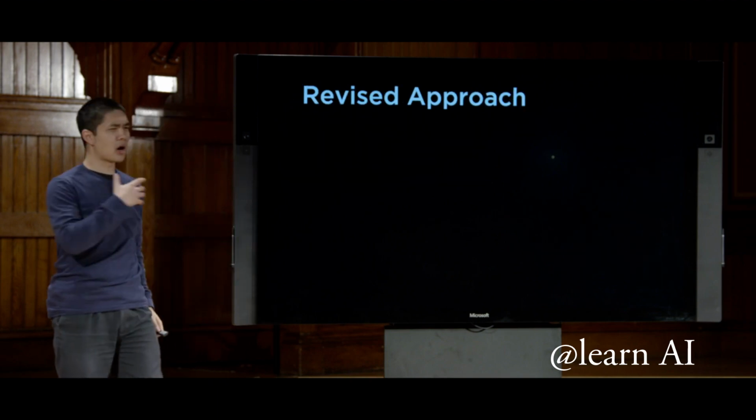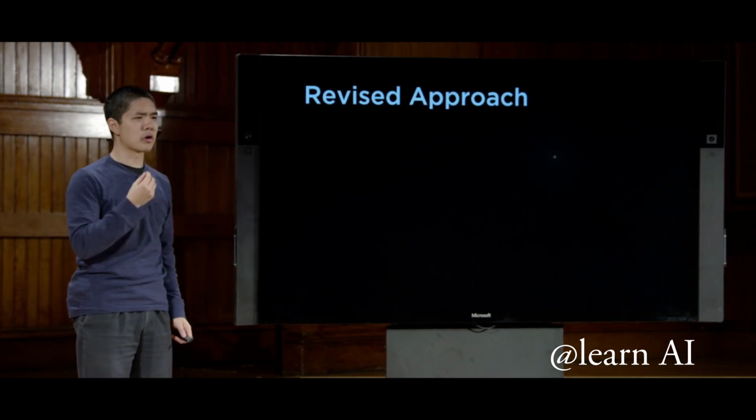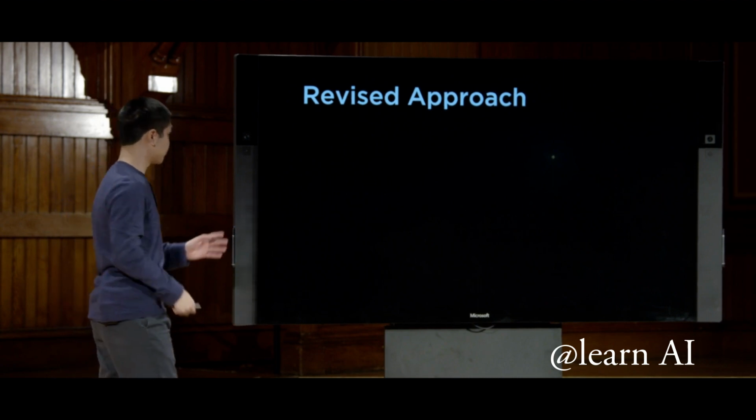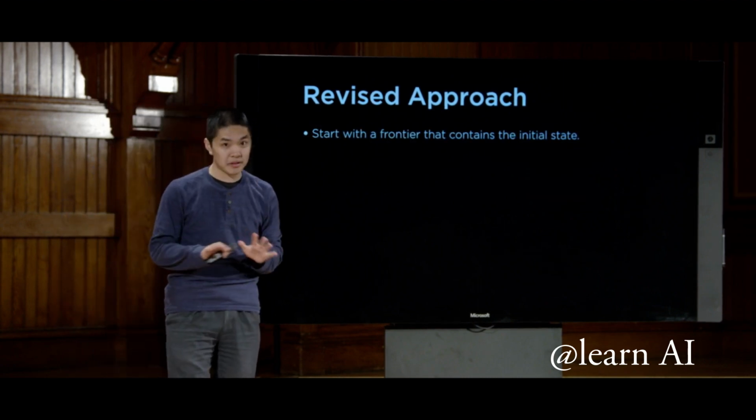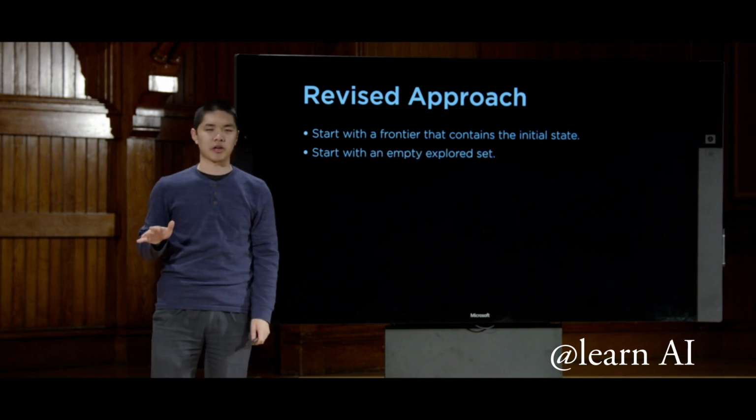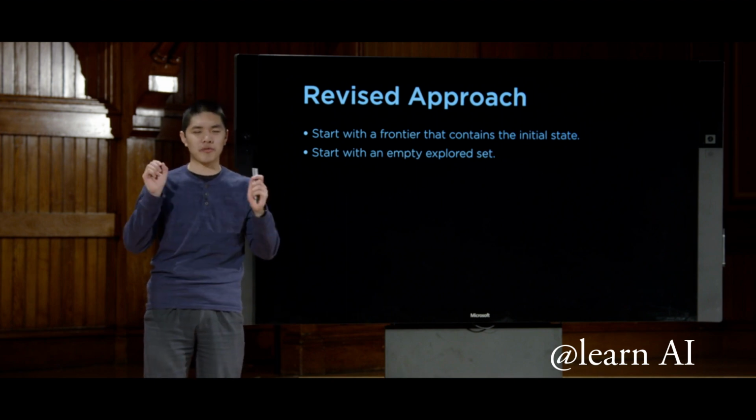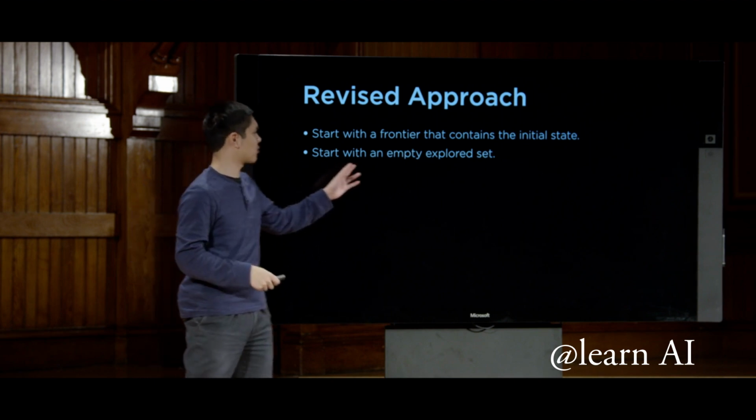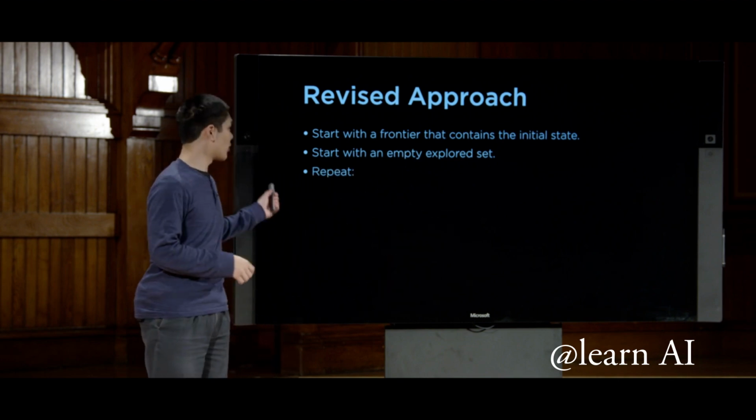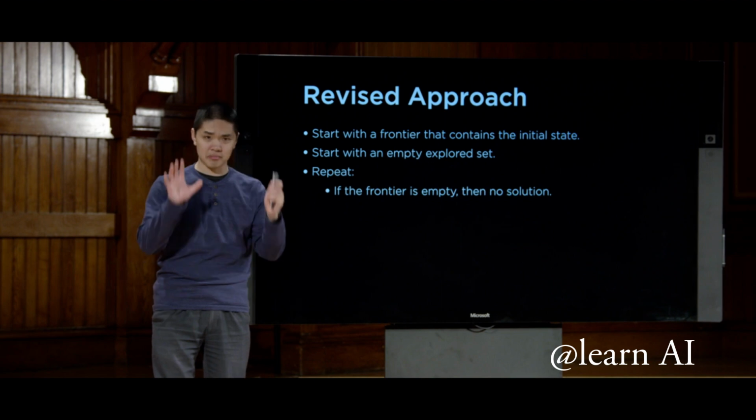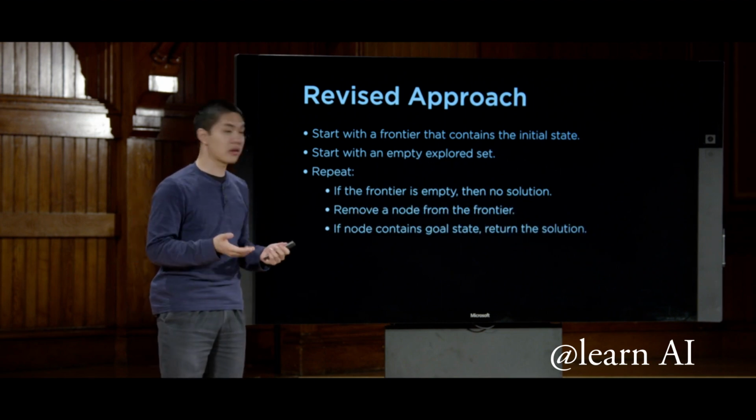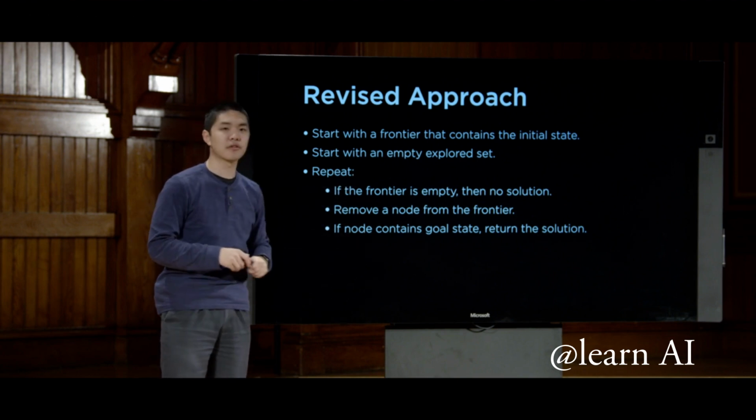So here's going to be our revised approach, a better way to approach this sort of search problem. And it's going to look very similar, just with a couple of modifications. We'll start with a frontier that contains the initial state, same as before. But now we'll start with another data structure, which will just be a set of nodes that we've already explored. So what are the states we've explored? Initially, it's empty. We have an empty explored set. And now we repeat. If the frontier is empty, no solution, same as before. We remove a node from the frontier. We check to see if it's a goal state, return the solution. None of this is any different so far.